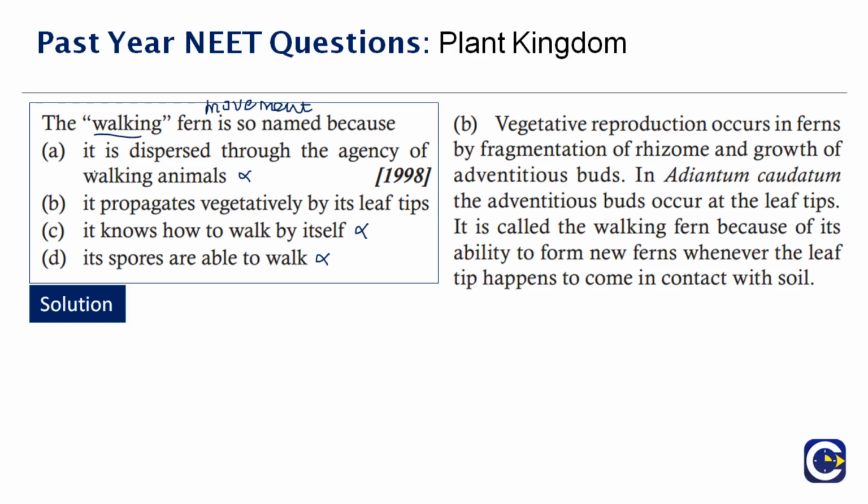So here, if you see to your right side, vegetative reproduction occurs in ferns by fragmentation of rhizome and growth of adventitious buds. In Adiantum caudatum, the adventitious buds occur at the leaf tips. So that is why that propagation was given the name walking fern, because it has the ability to propagate through the leaf tip when it happens to have contact with the soil. Now you understand. Therefore, the correct answer for this walking fern is option B. Now let's move to the next question.